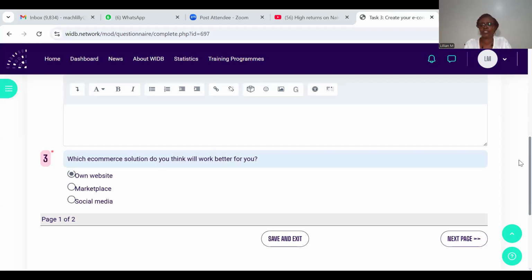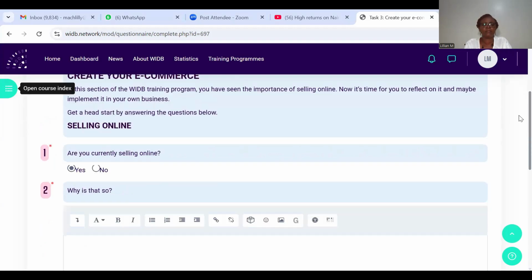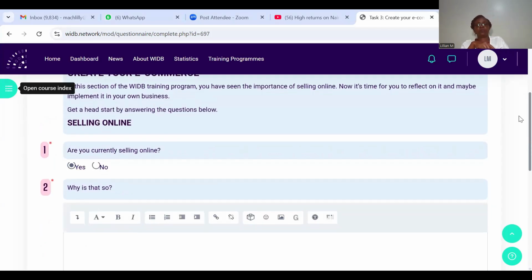By a show of hands, by a thumbs up or an emoji, how many people have been able to get to task 3? How many people have been able to get to task 3?